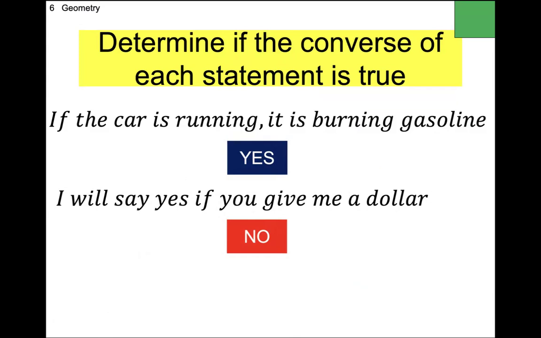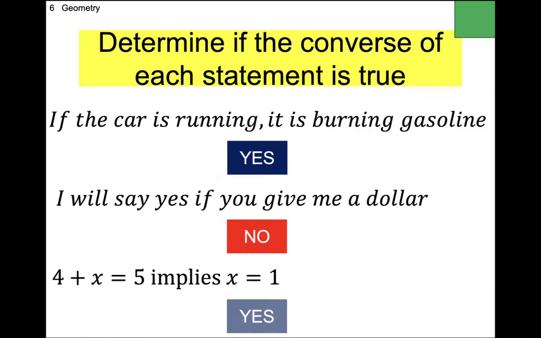If you take that as the conditional statement, it is true, but the converse, if you give me $1, I will say yes, that part would be true, but that's not what this statement says right here. It says, I will say yes if you give me $1. And the last one right here, if 4 plus x equals 5, that implies that x equals 1. Yep, if x is 1, then 4 plus 1 does equal 5.